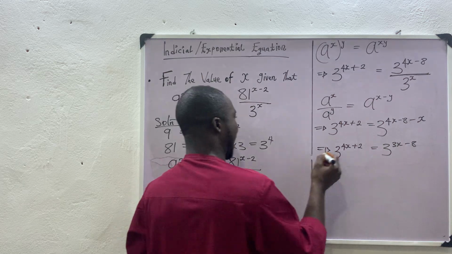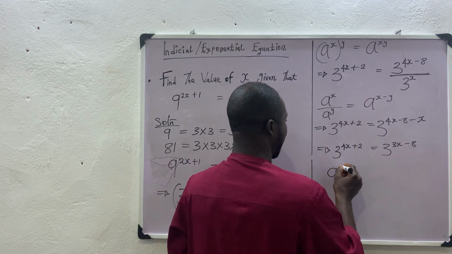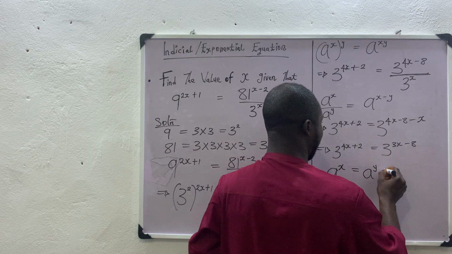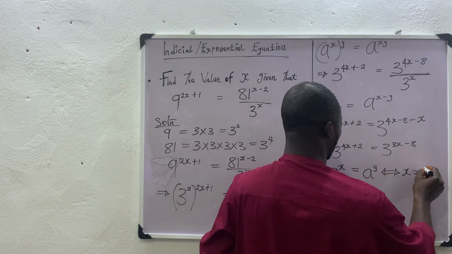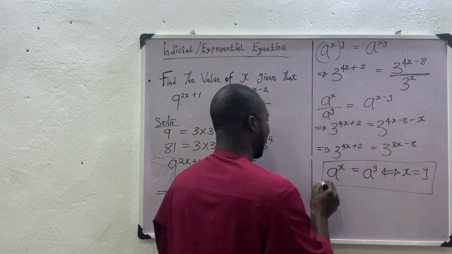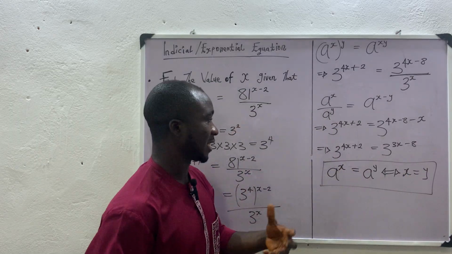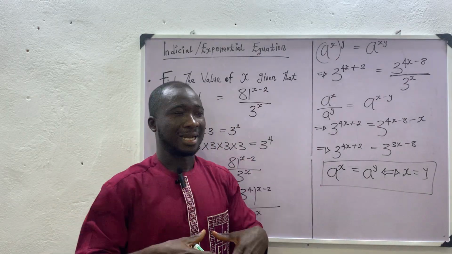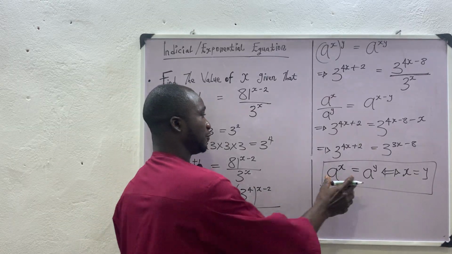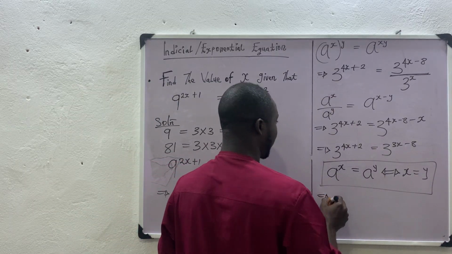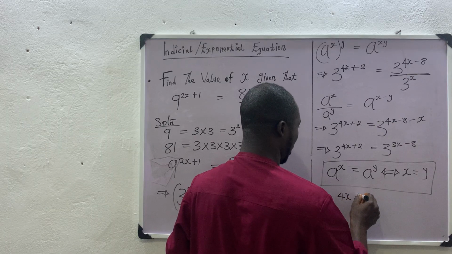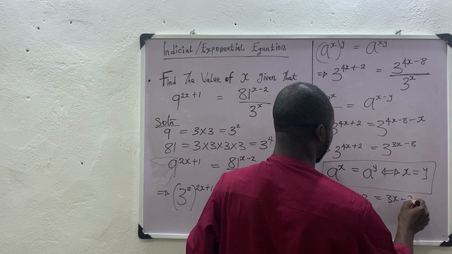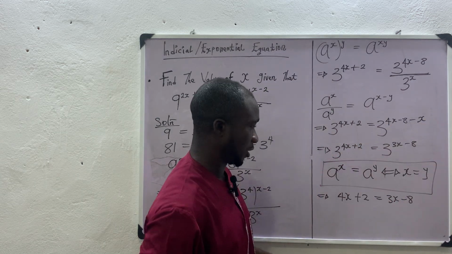Recall that if we have something like a raised to power x being the same thing as a raised to power y, this implies and is implied by x being equal to y. So when I have an initial equation expressed in this form, such that the base on the left-hand side is the same as the base on the right-hand side, then the powers will be the same. If we apply this, we then have that 4x plus 2, which is the power on this side, will be the same thing as 3x minus 8, which is the power on the other side of the equation.